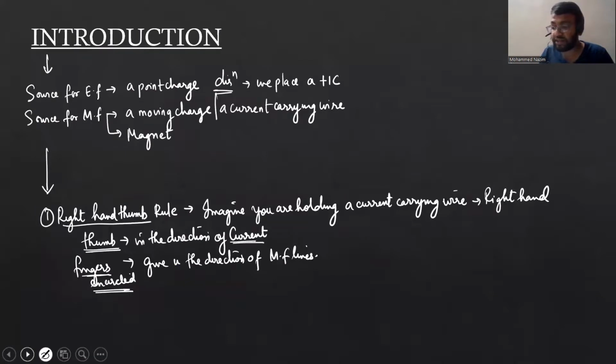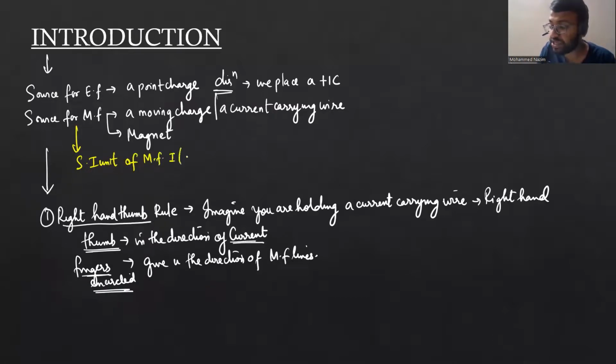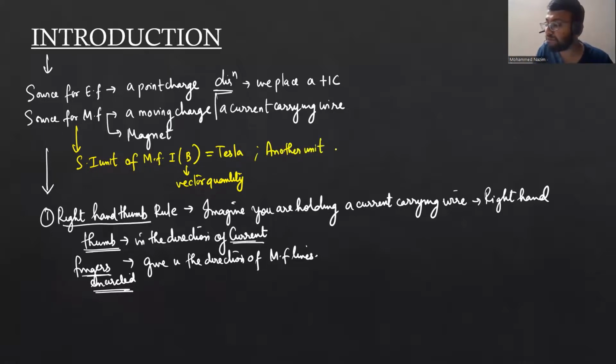And SI unit for magnetic field intensity. What is the SI unit for magnetic field intensity, which is denoted by B? And remember, magnetic field intensity is a vector quantity. It is nothing but Tesla. We have another unit called Gauss. And 1 Gauss is equal to 10 power minus 4 Tesla.